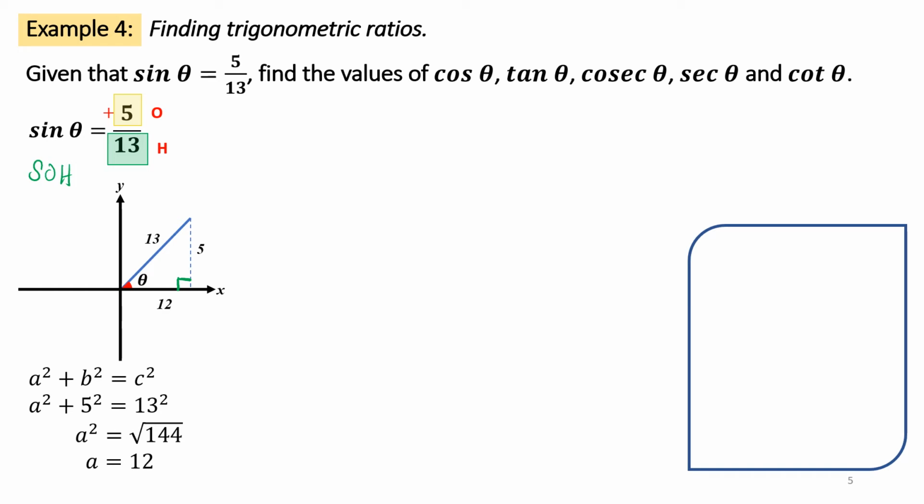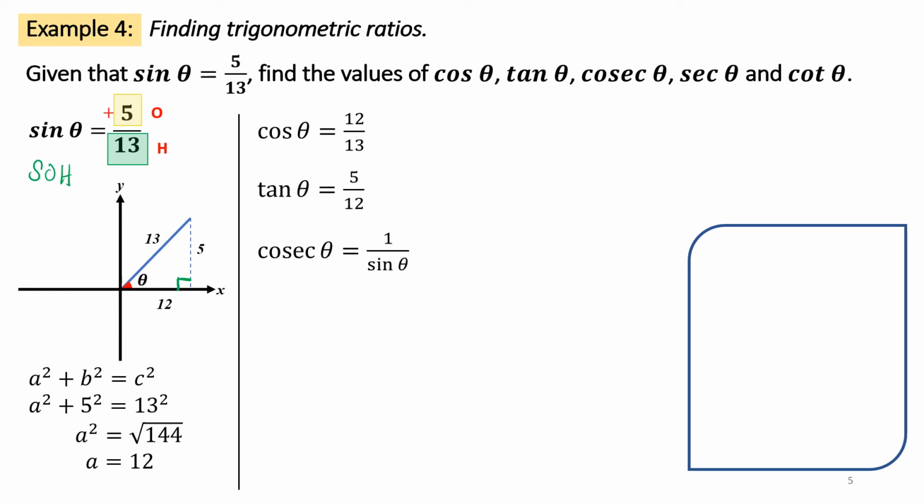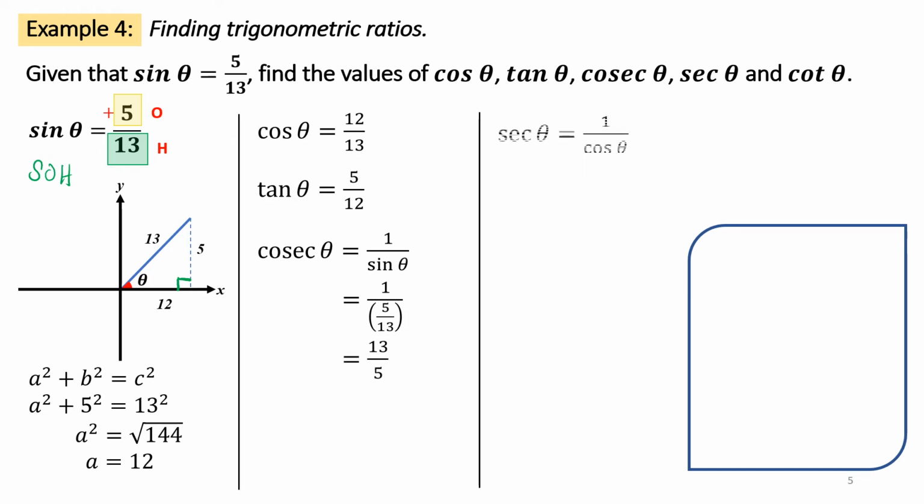So now finding cos theta, tangent theta, and the other trigonometric ratios, we will have cos theta is equal to 12 over 13, tangent theta is equal to 5 over 12, cosecant theta, which is 1 over sin theta, will be 1 divided by 5 over 13, and this simplifies into 13 over 5.